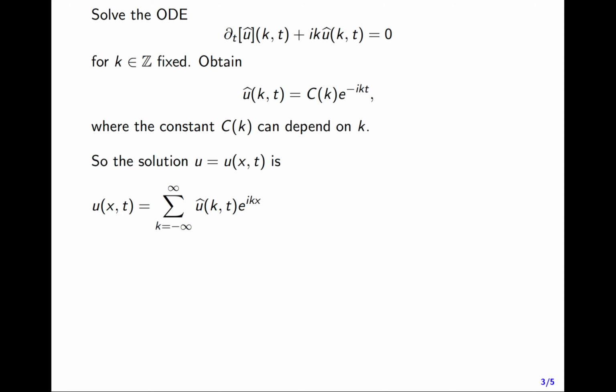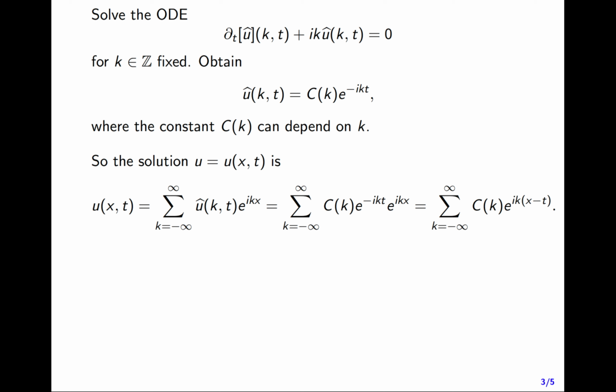Now that we know what u hat of k,t is, we can write down a formal expression for its solution in terms of the Fourier series. u of x,t is the sum from k equals minus infinity to infinity of u hat of k,t times e to the ikx. And now we know what u hat of k,t is. So this is the sum from k equals minus infinity to infinity, c of k e to the minus ikt e to the ikx. Or if you prefer, the sum from k equals minus infinity to infinity, c of k e to the ik(x minus t).